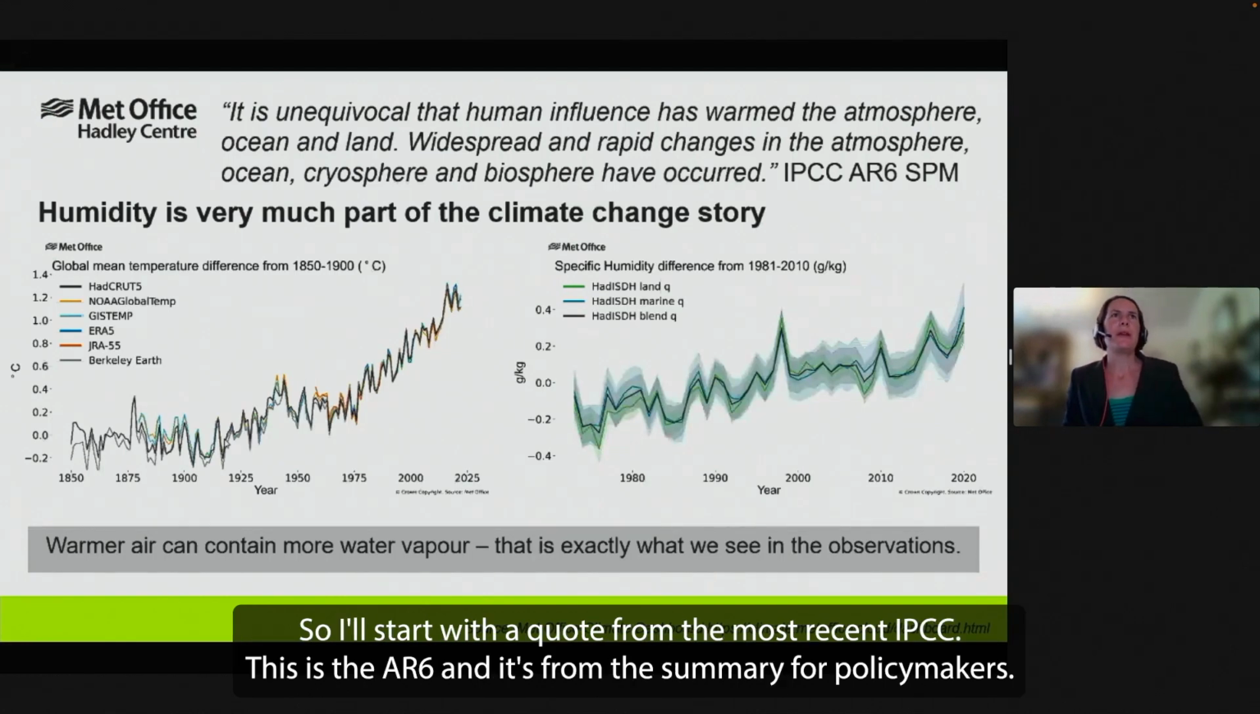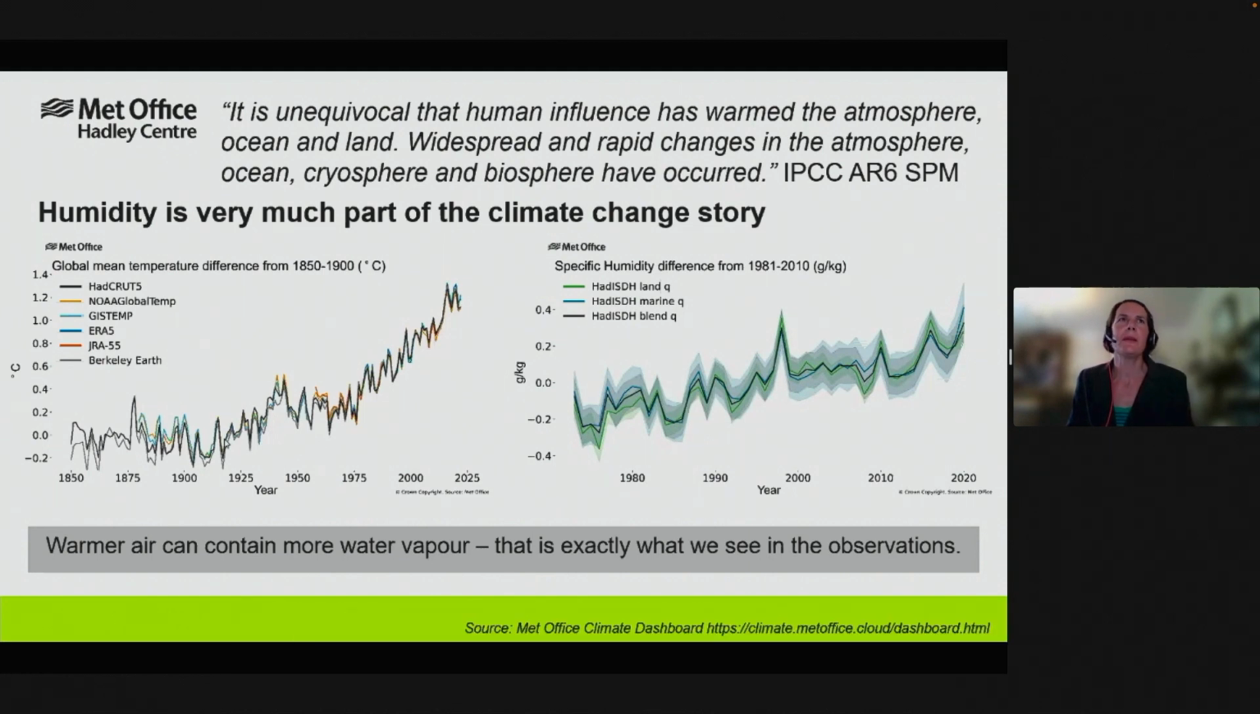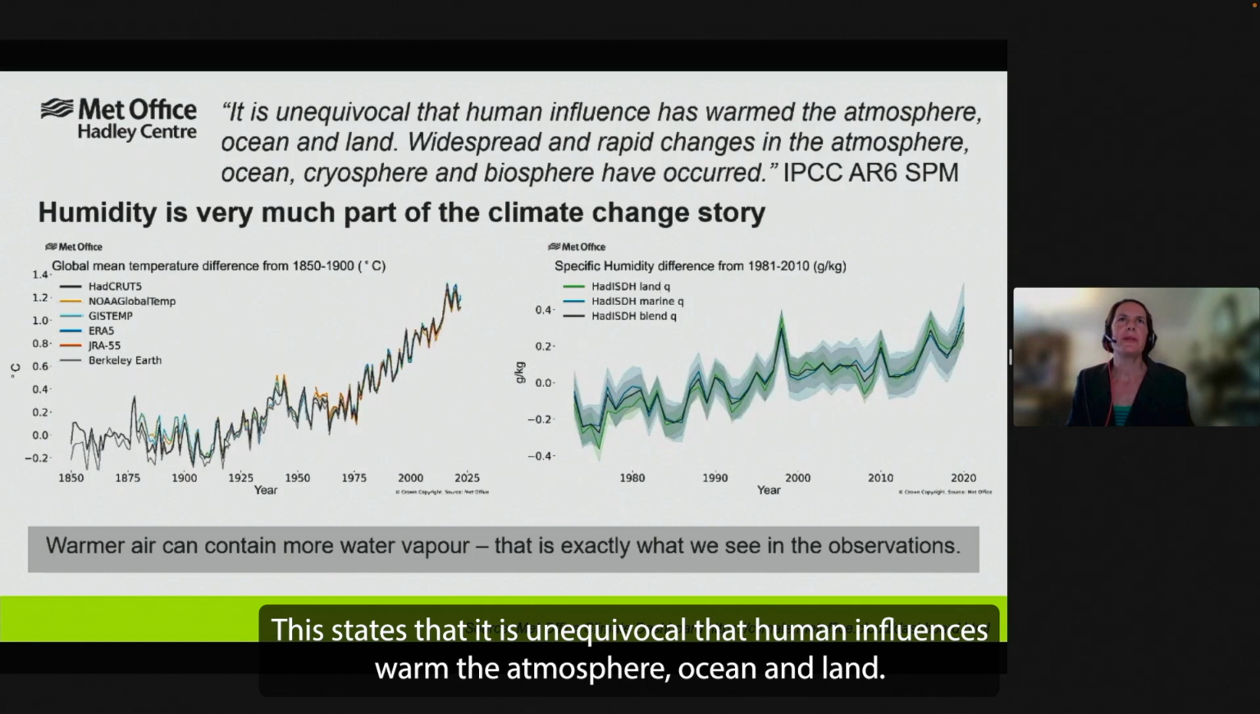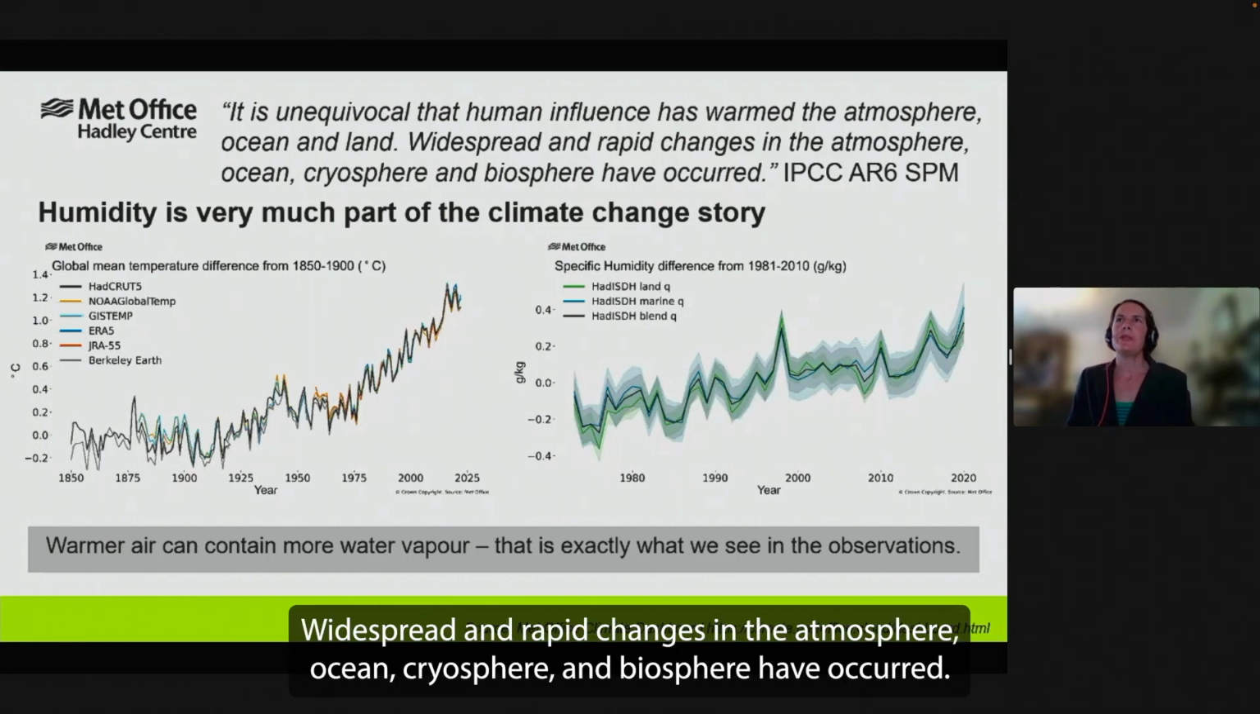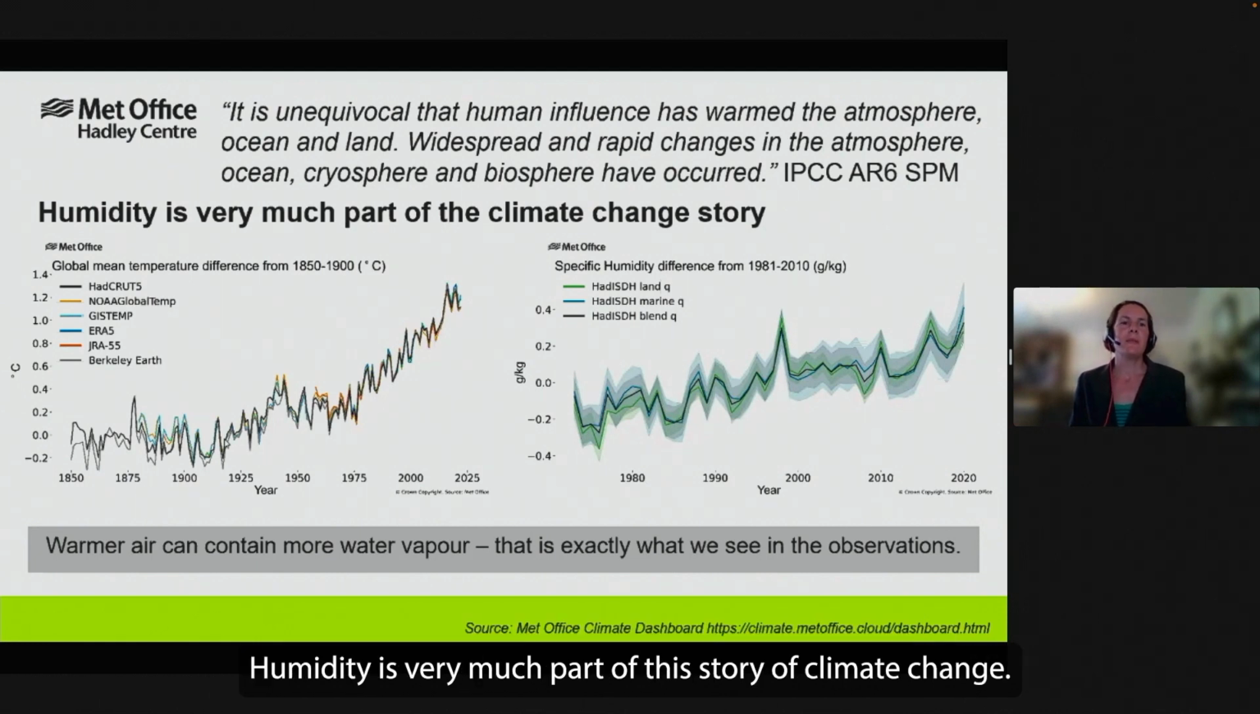So I'll start with a quote from the most recent IPCC. So this is the AR6, and it's from the Summary for Policymakers. And this states that it is unequivocal that human influence has warmed the atmosphere, ocean and land. Widespread and rapid changes in the atmosphere, ocean, cryosphere and biosphere have occurred. And humidity is very much part of this story of climate change.